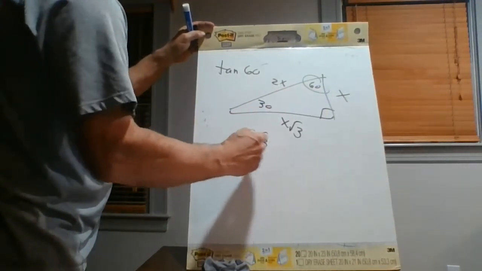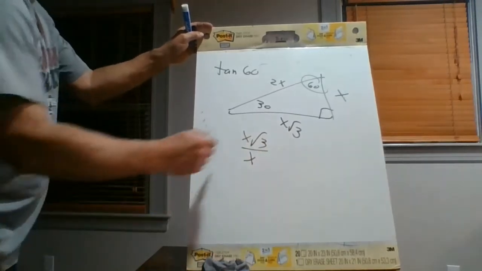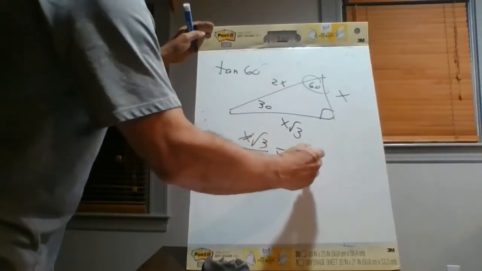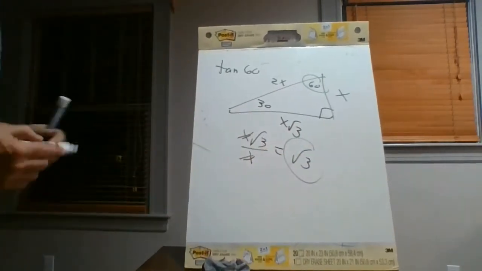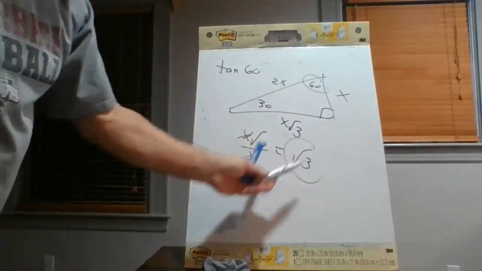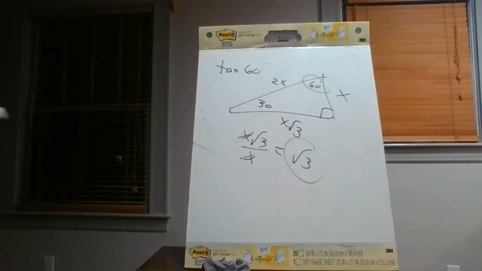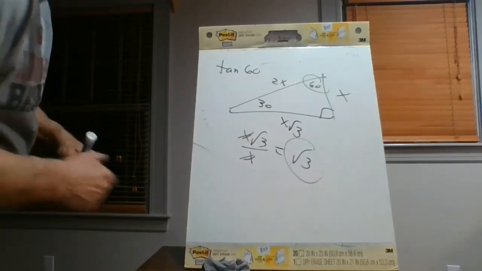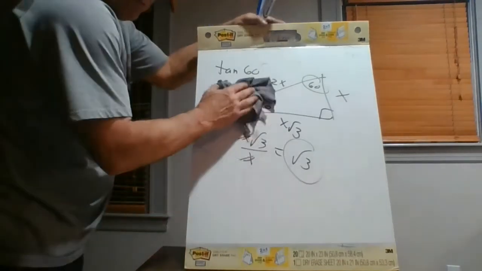x root 3 over x. That's nice. It just reduces to root 3. That's it. Tangent of 60 is opposite, x root 3 over x, which is just root 3. Okay, let's go on to 14 and 16.